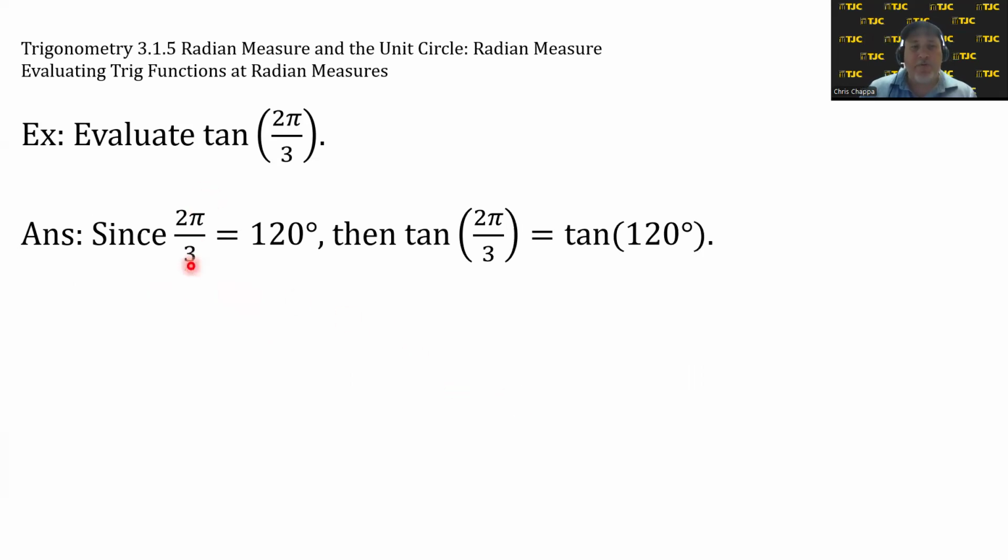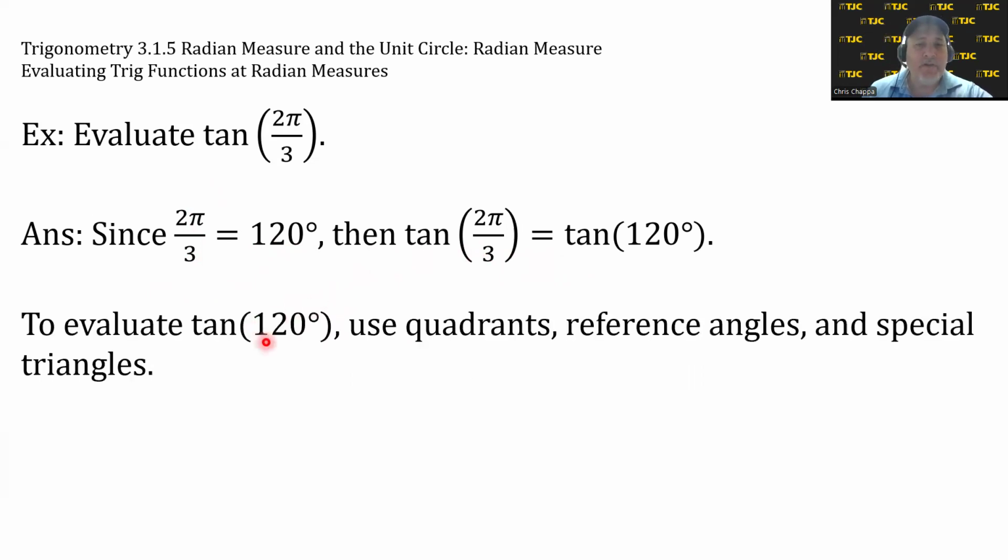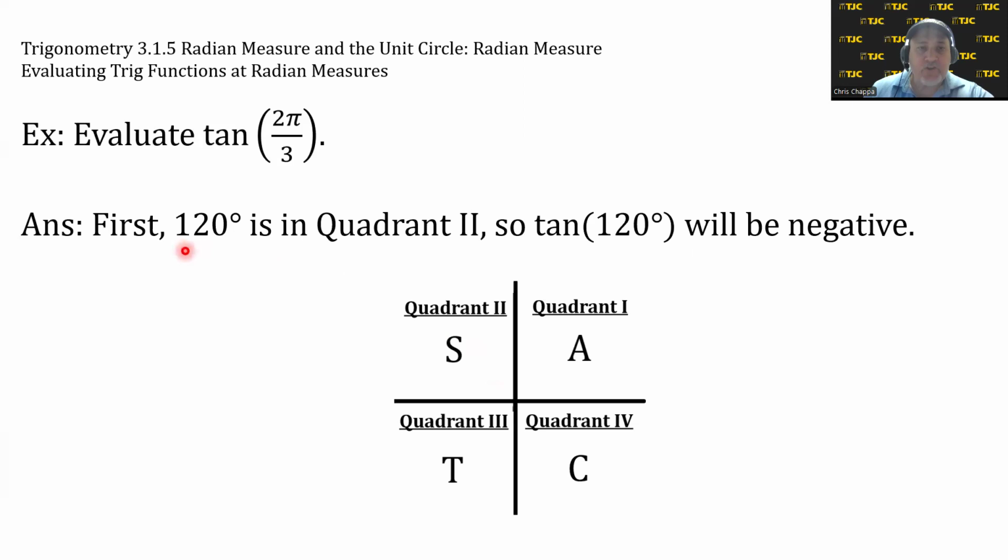Now, since 2 pi over 3 radians equals 120 degrees, then tangent of 2 pi over 3 in radians is equal to tangent of 120 degrees. So now we focus on tangent of 120 degrees. We're going to use quadrants, reference angles, and special triangles like we've done before. First, 120 degrees is in quadrant 2. So tangent of 120 will be negative because in quadrant 2, only sine and its reciprocal are positive.